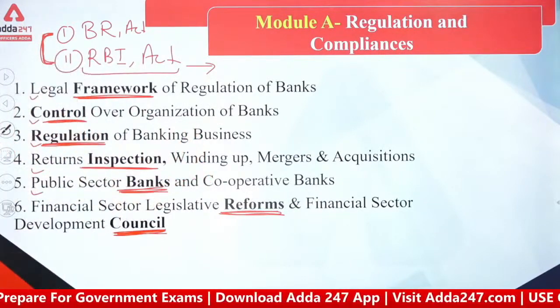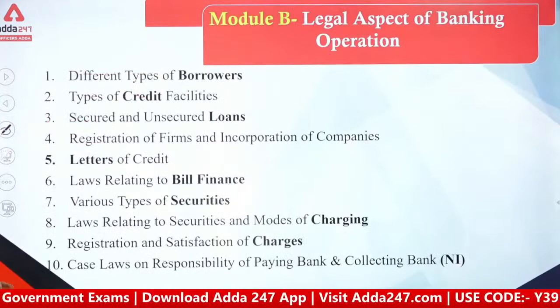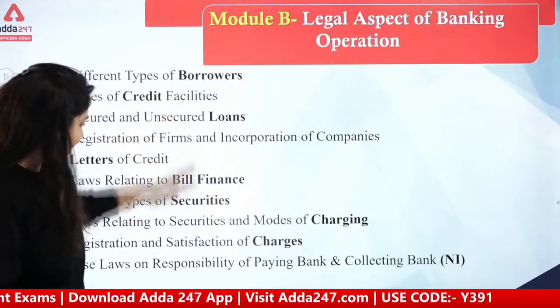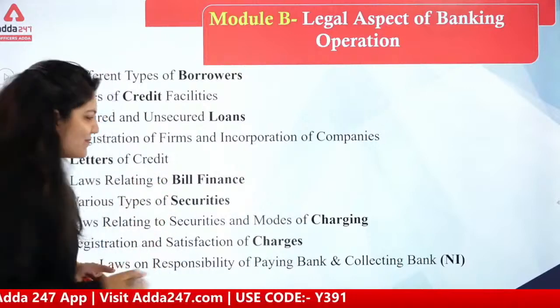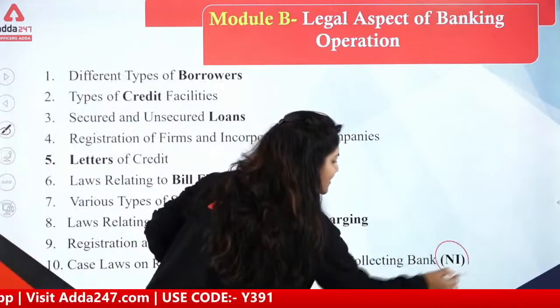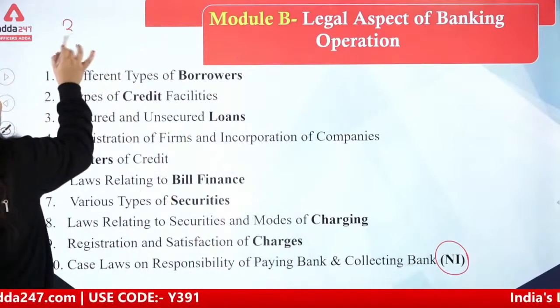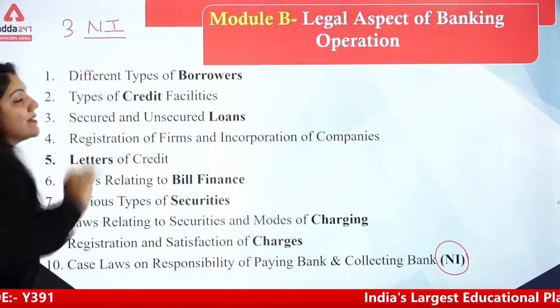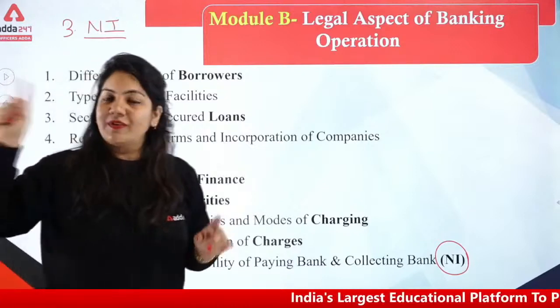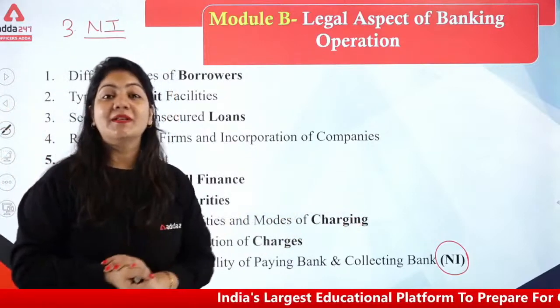Next one, module B. Module B contains only 1 act. Which act is important? This Negotiable Instrument Act. So the third act which you have to learn is the Negotiable Instrument Act. 1, 2 we have done. Third is Negotiable Instrument Act.